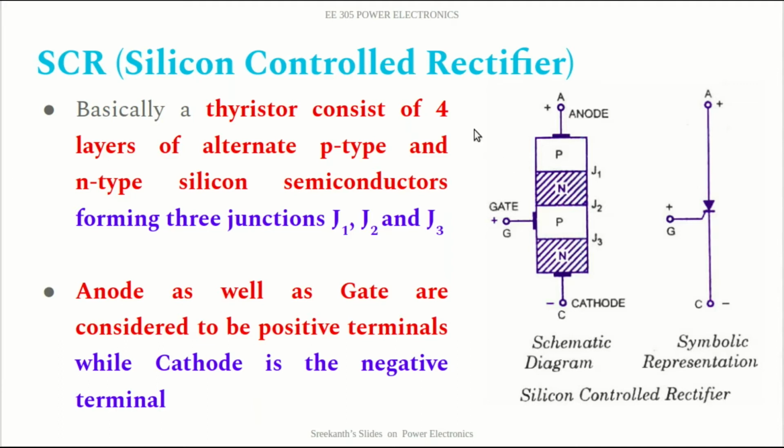Basically a thyristor consists of 4 layers. You have to make sure that they alternate. So if there is a P type layer, then we have an N type followed by P type followed by N type. Now the anode as well as the gate terminal are considered to be positive terminals, while the cathode is the negative terminal.